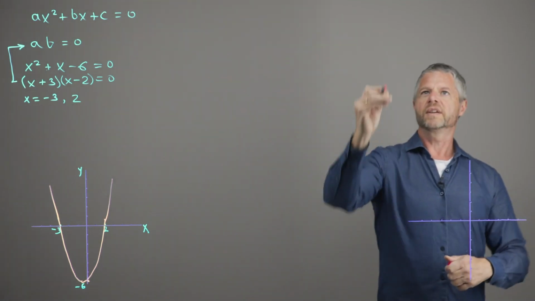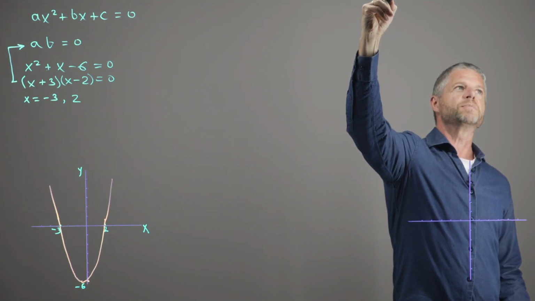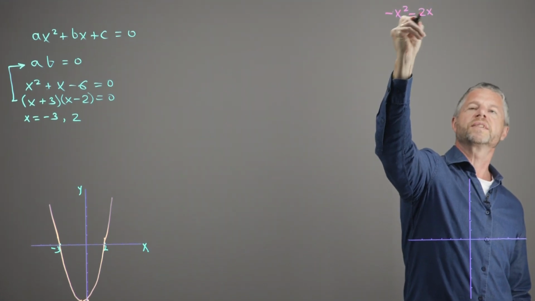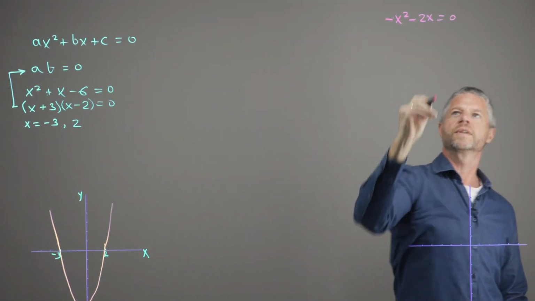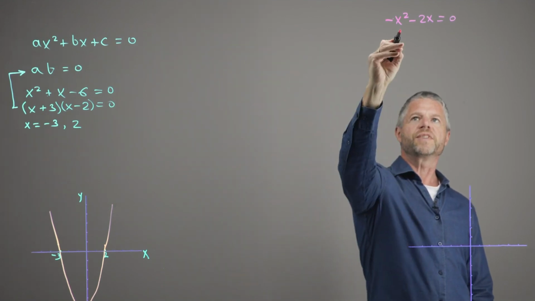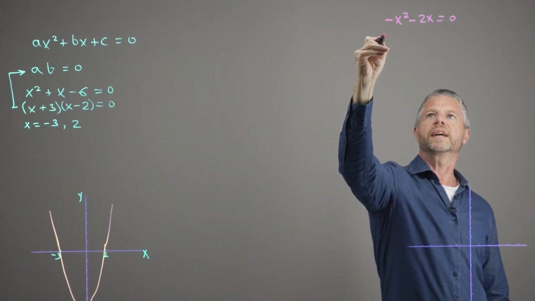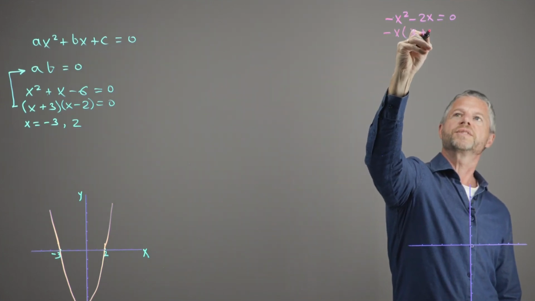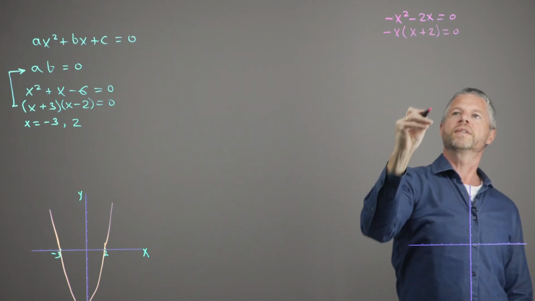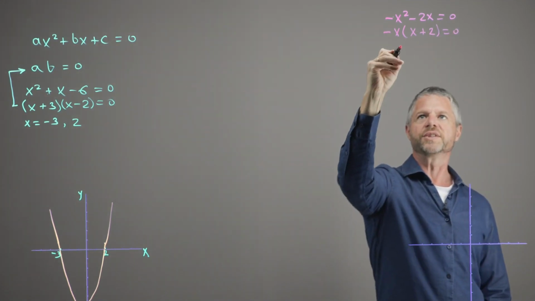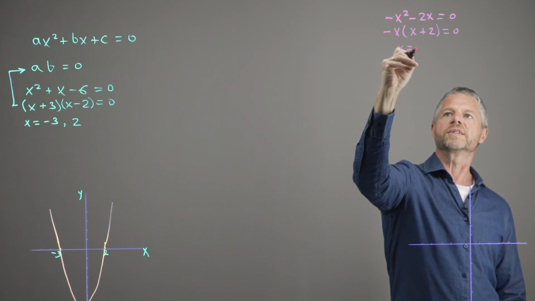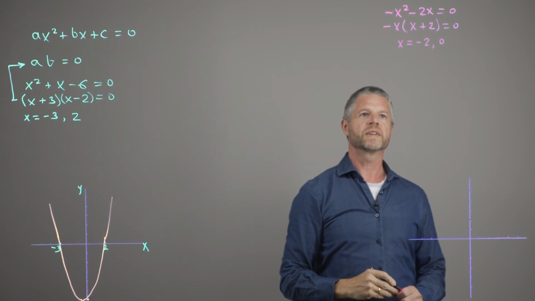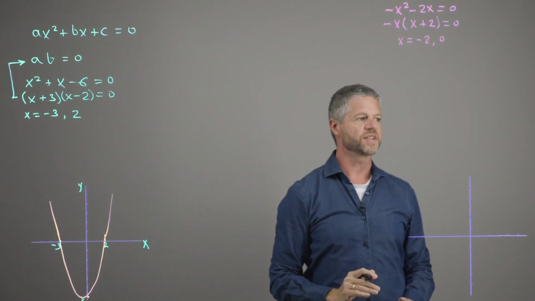So let's do an example of minus x squared minus 2x equals 0. I'm going to factor this. I'll have minus x times x plus 2 equals 0. So the two roots for this equation are going to be x equals minus 2 or 0. And so we've ended up with two solutions for this example as well.